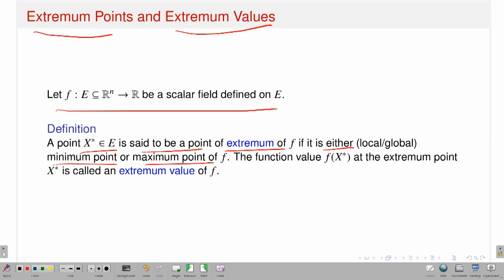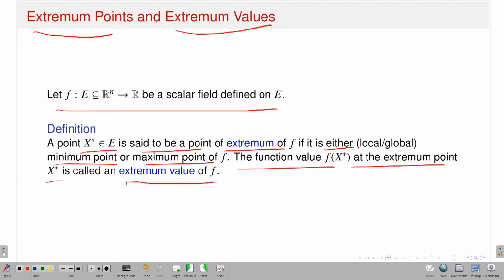So, the point x star, I will say that it is a point of extremum of f. Either it is a local minima or local maxima or global minima or global maxima. The function value f of x star at the extreme point x star is called the extremum value of f. So, the point x star is called the extremum of f, point of extremum. A point x star is called extremum point of f, and the value is called the extremum value of f at that extreme point.